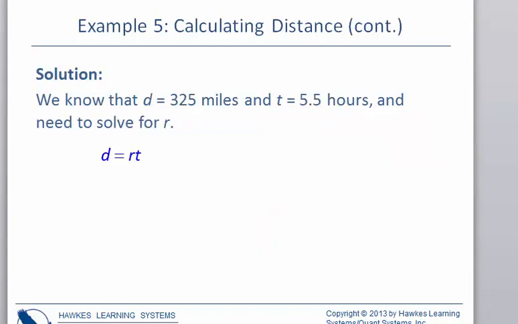And so let's plug in what we know. We know the distance is 325. The r is what we're looking for, and the time is 5.5. And so we can solve this by dividing both sides by 5.5. And so our rate will be 325 divided by 5.5, which, plugging that in your calculator and rounding to the nearest tenth, would give you 59.1 miles per hour.